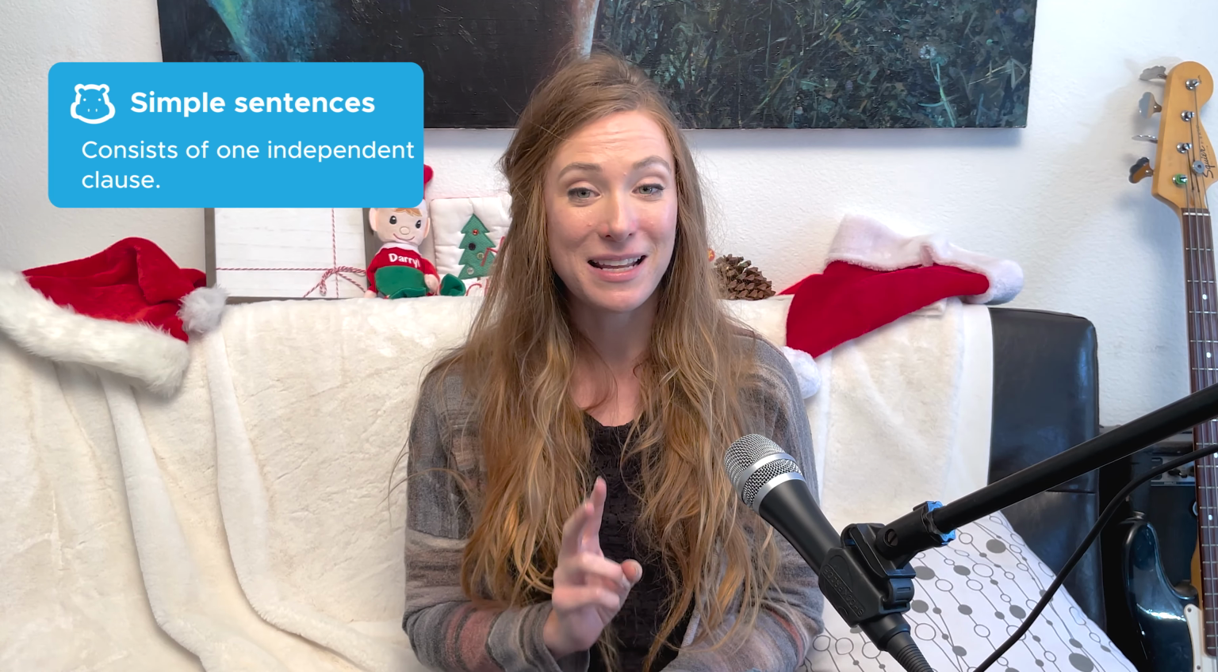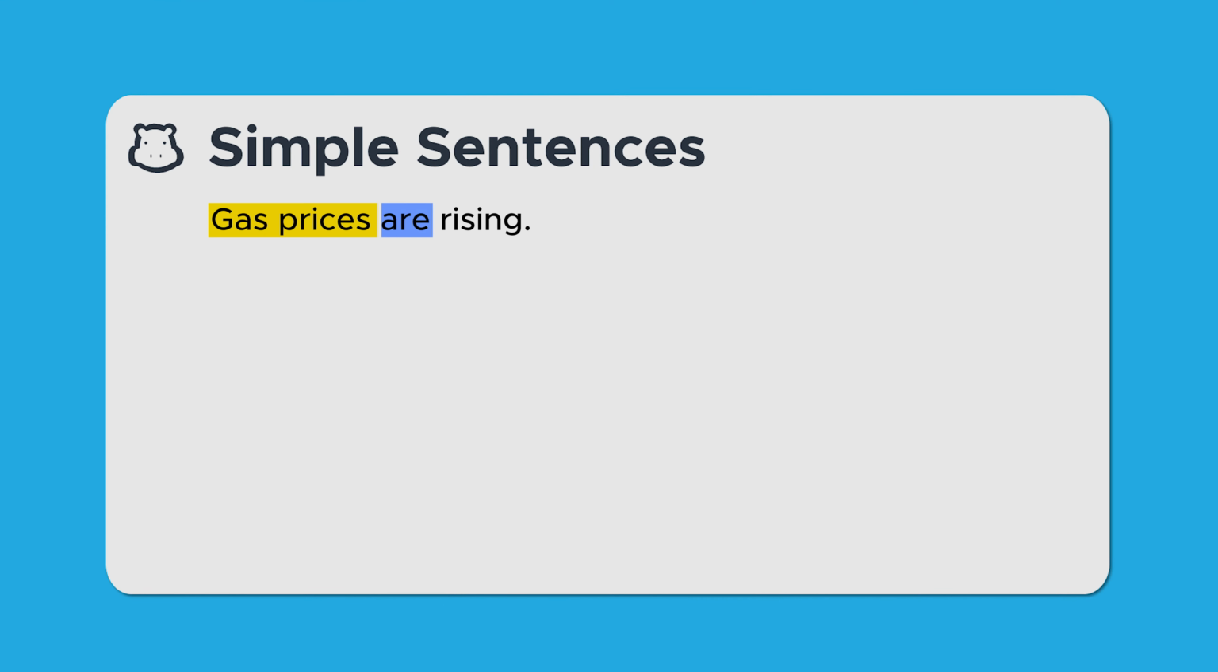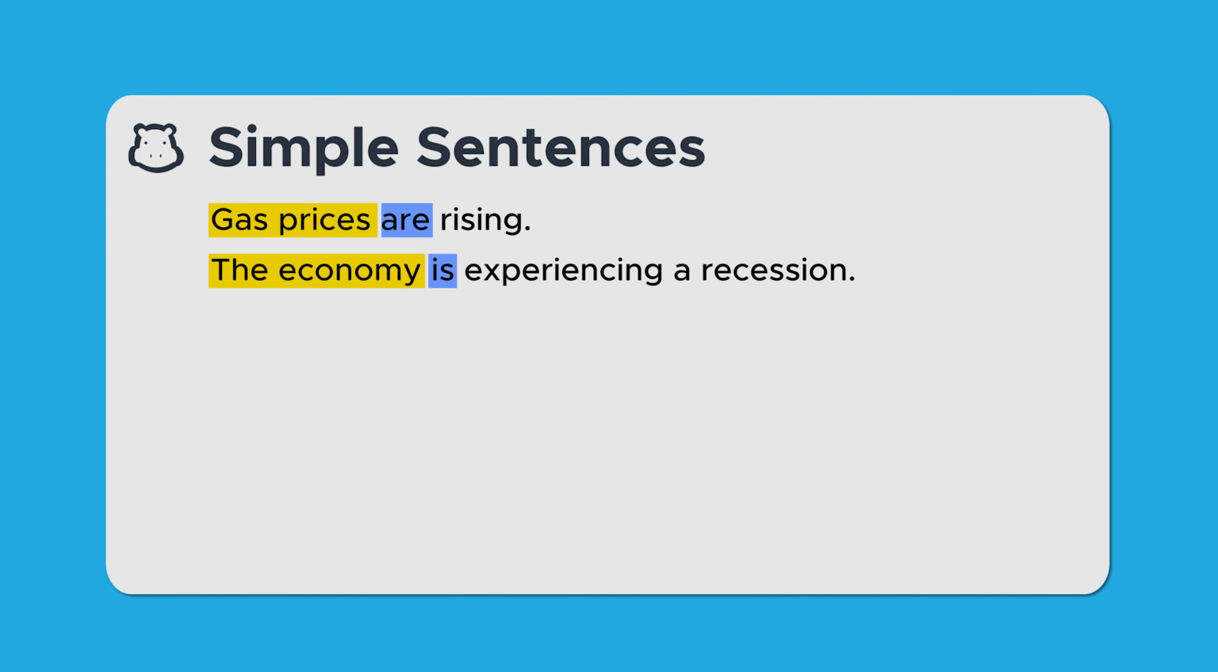Here are 2 examples. Gas prices are rising. The economy is experiencing a recession. In simple sentences, you have a subject that agrees with the verb or verbs in the sentence. In each of these sentences, the subject is highlighted in yellow and the verb in blue. As you can see, each sentence has just one subject and one verb.